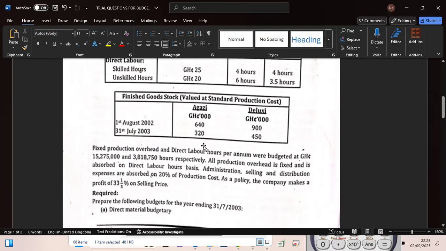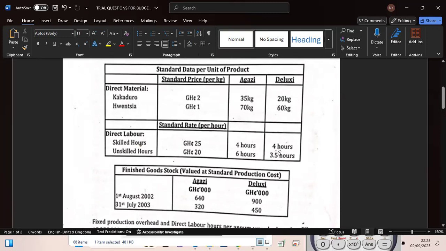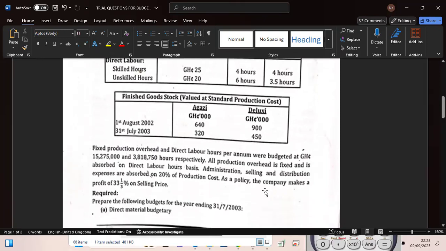So when we find the overhead absorption rate, you multiply it by the direct labor hours, right? So 4 plus 6 is 10 for the Agazi. And then this one is 7.5 for the Deluxe. So when we find the overhead absorption rate, we are going to multiply by it and then get our overhead cost.